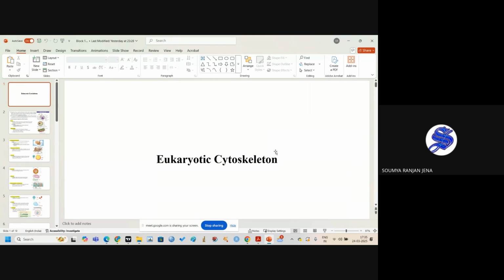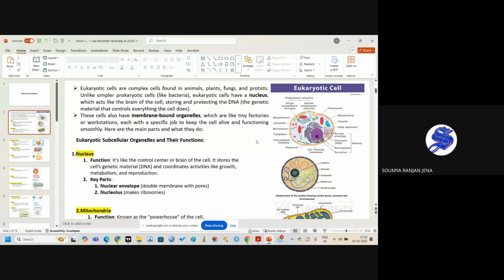First, in our molecular cell biology chapter, the first unit is the eukaryotic cytoskeleton. Then first, we have to know what eukaryotic cells are. In our plus two graduation level, we know the difference between prokaryotic and eukaryotic cells.